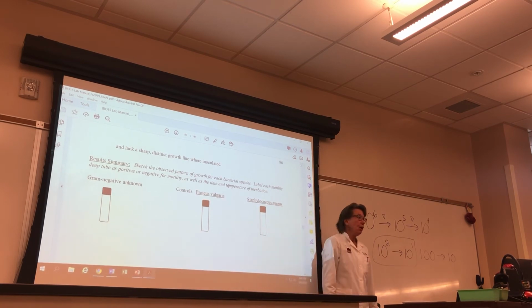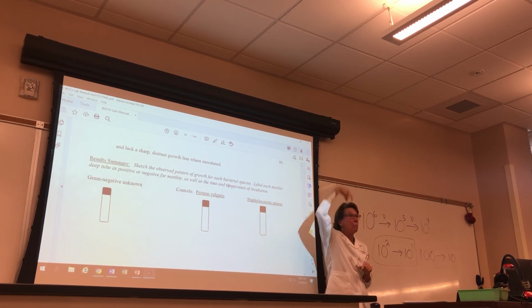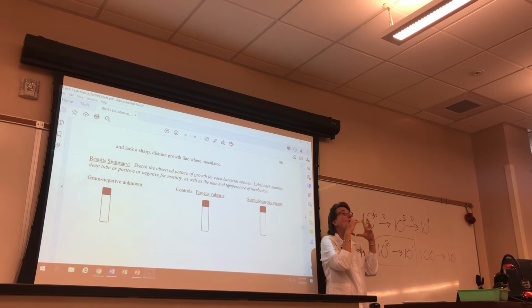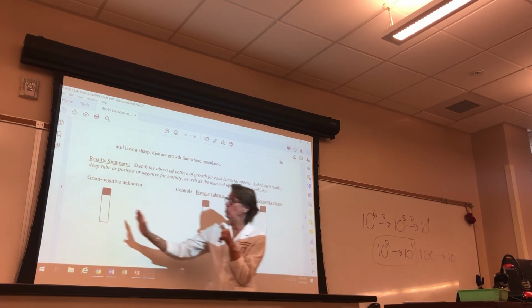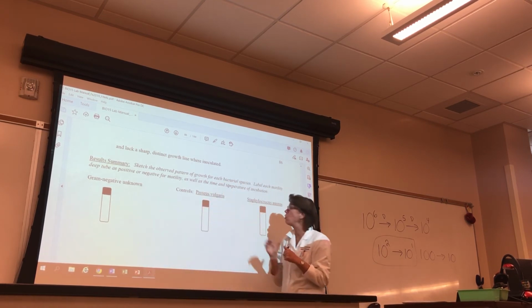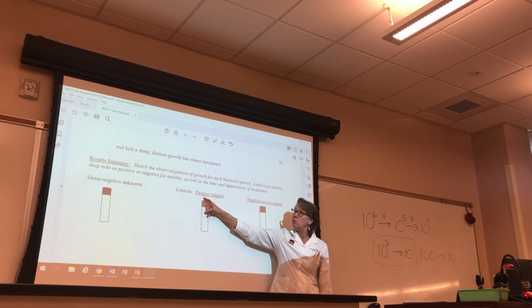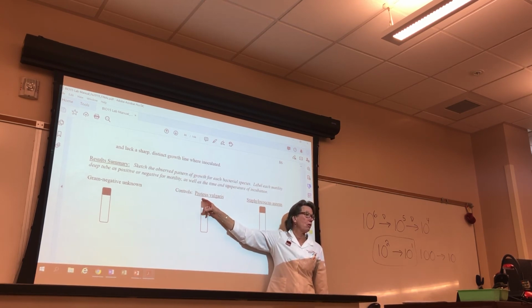So if the bacteria are motile, they have flagella. If they have flagella and are motile, they'll swim away from the stab. So you'll see that the whole media will have the growth. And the way that you see growth is there's a red color. There's a dye put in the media that you can see. You'll be able to see by comparing your unknown to the two controls. The positive control is Proteus.